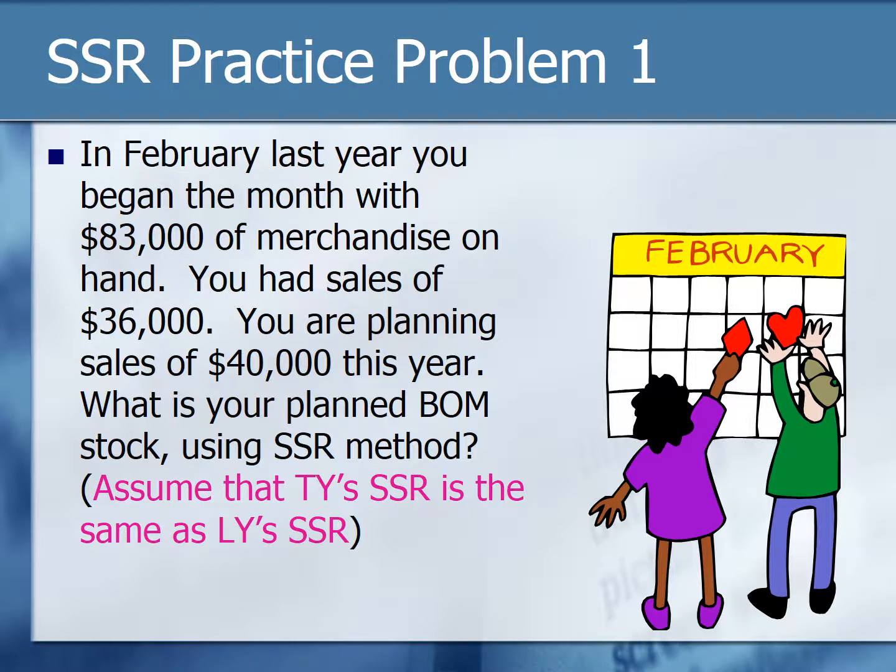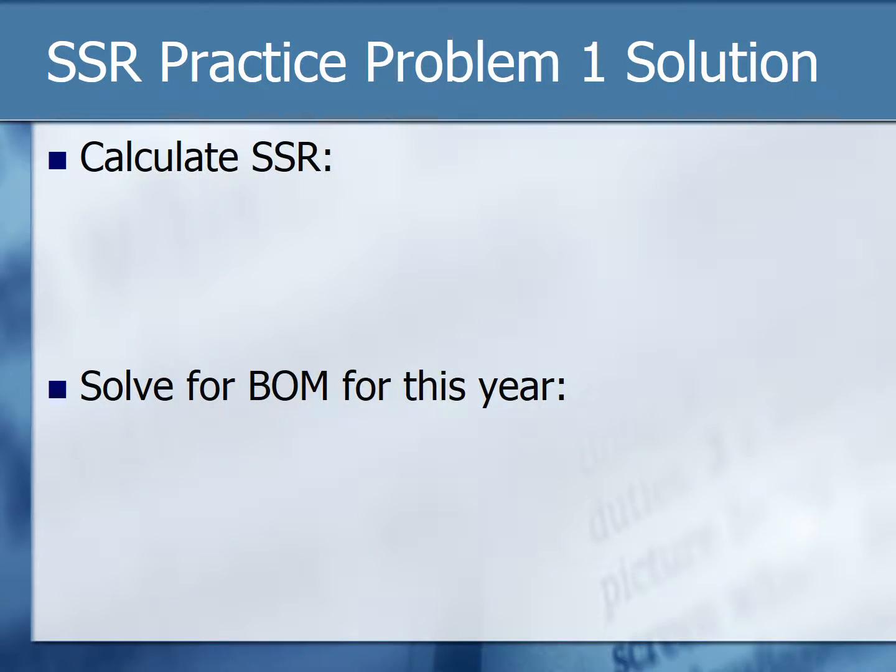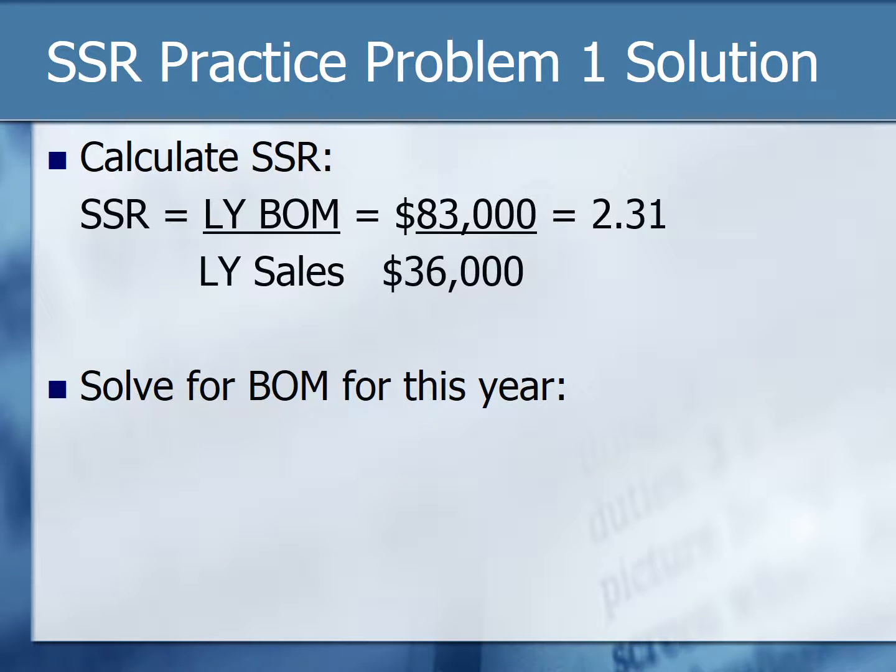That's the question. Let's pause the video here and work on the problem. We need to first calculate the SSR and then solve for BOM, right? So last year's SSR was last year's BOM over last year's sales for February. So 83,000 over 36,000. So it came up as 2.31. But we are assuming that last year's SSR is going to be the same as this year's SSR. So we can use this 2.31 as this year's SSR to plan this year's BOM for February.